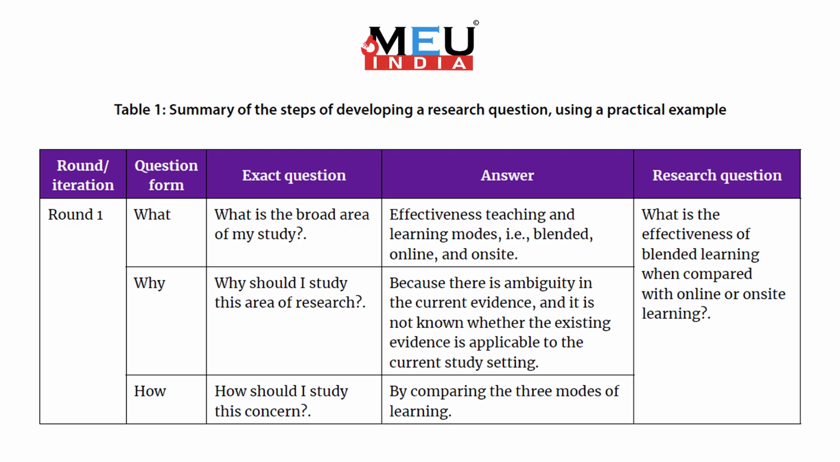Why? Why should I study this area of research? Because there is ambiguity in the current evidence, and it is not known whether the existing evidence is applicable to the current study setting. How should I study this concern? By comparing the three modes of learning.